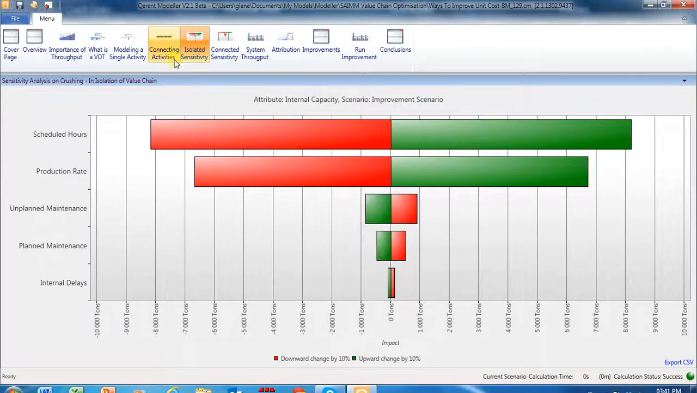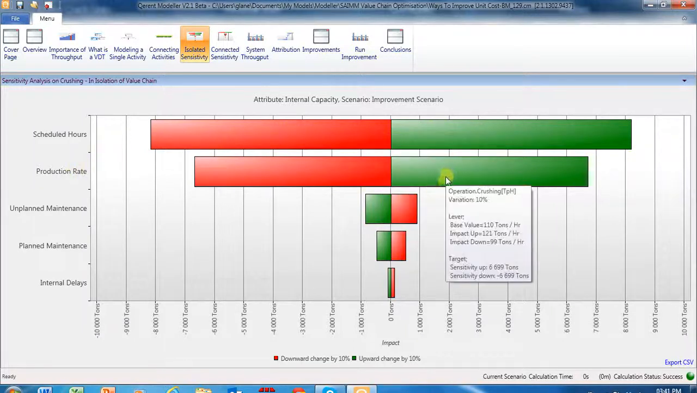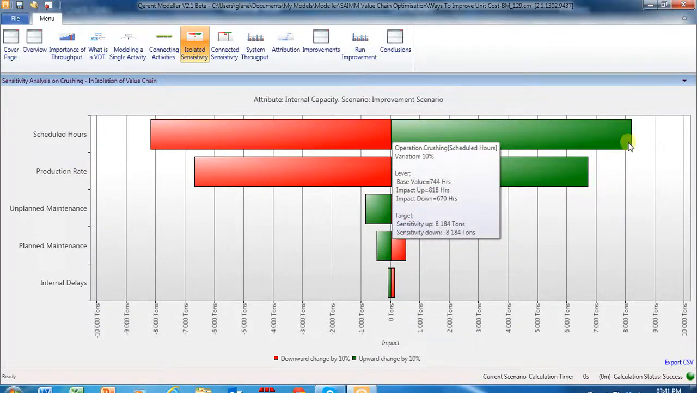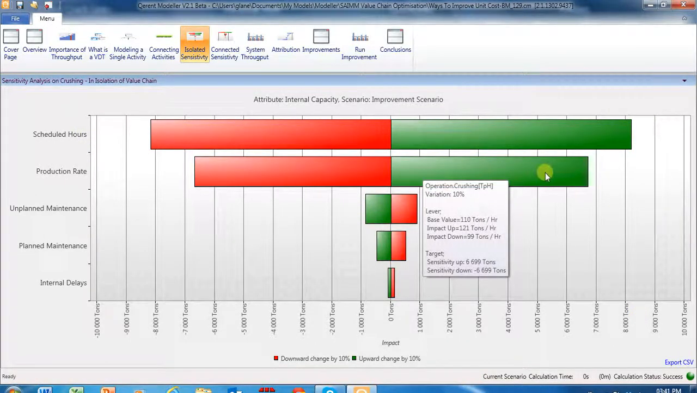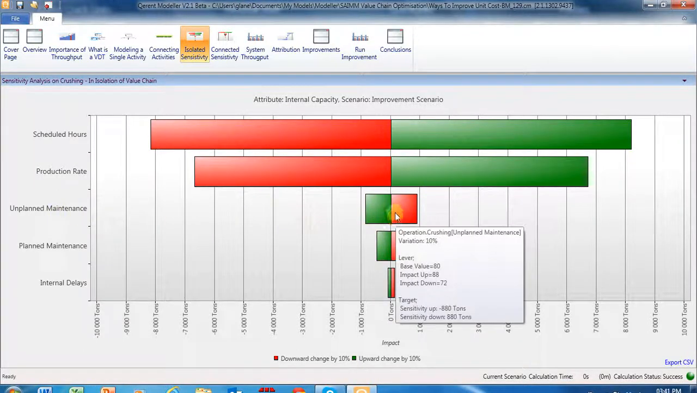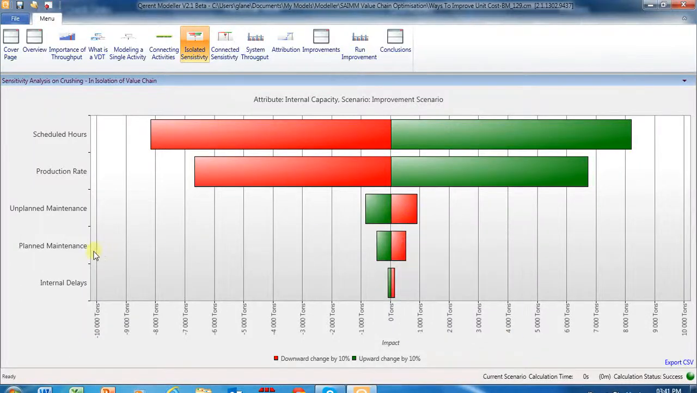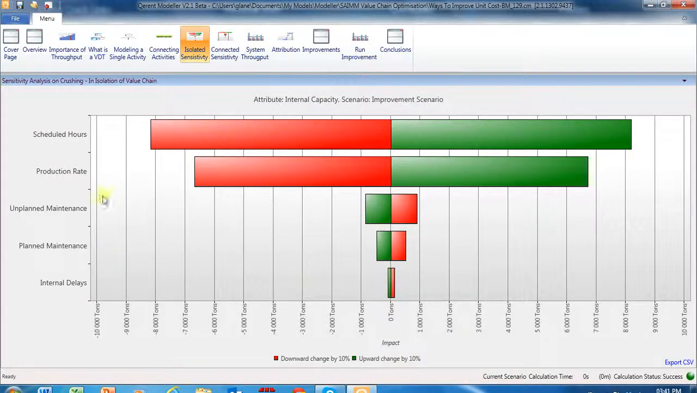So if I change each of the levers that I showed you by 10%, what is the impact it has on that activity's throughput? Interestingly, a 10% change in scheduled hours has the biggest impact, as we would expect. That's why we do continuous operations. Production rate is second biggest. So this is the amount of extra production achieved by a 10% change in scheduled hours, and a 10% change in production rate. A 10% improvement in unplanned maintenance, meaning you reduce unplanned maintenance, has that impact. Planned maintenance reduction has that impact, and internal delays, this one. So it shows that if you want to improve crushing, there's your biggest activity.